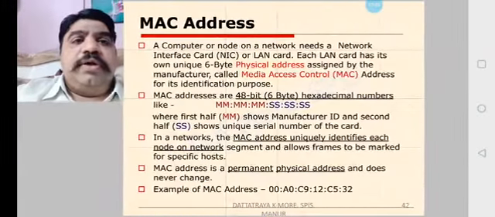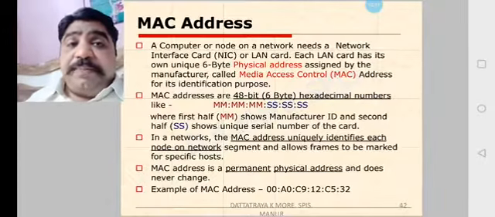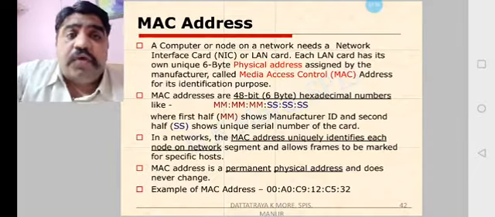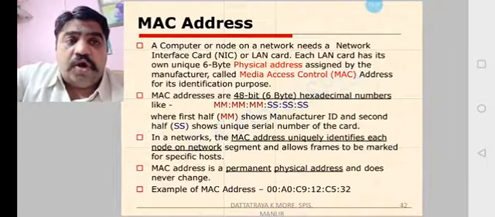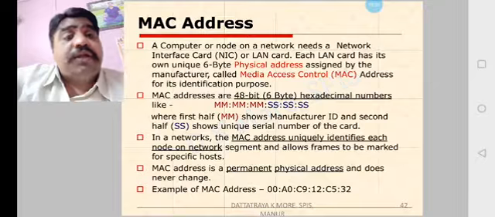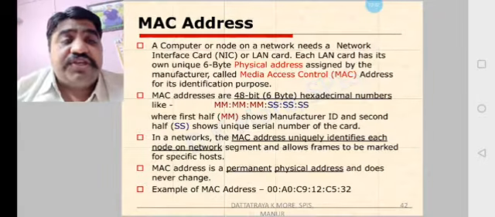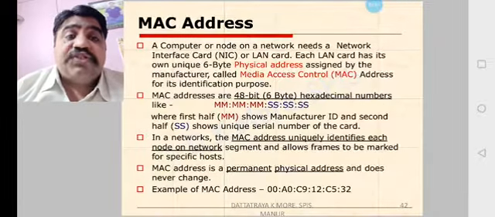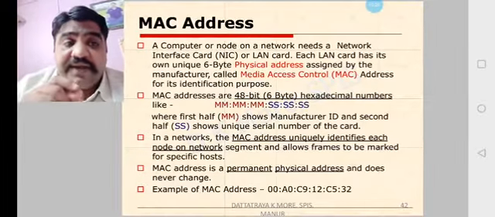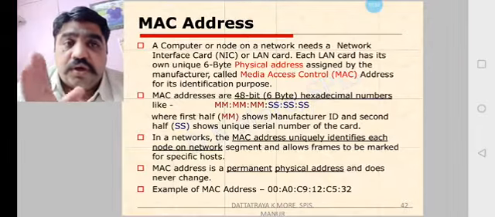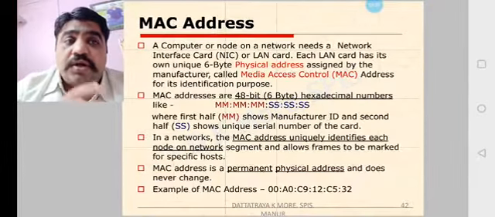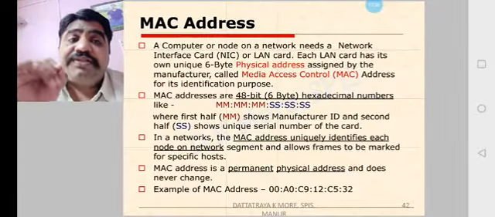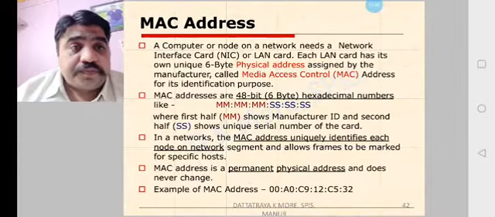Let's move ahead to two different concepts, MAC address and IP address. These are very important in the networking field. So what does MAC address mean? A computer or a node on a network needs a network interface card. We have seen in the previous session about the NIC card or LAN card. Each LAN card has its own 6-byte physical address assigned by the manufacturer, called media access control address, meaning MAC address, and it is for identification purposes.